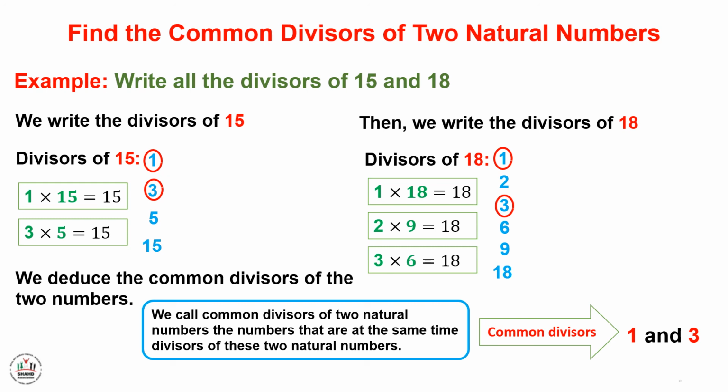Here we will find the greatest common divisor, meaning the largest common divisor. Which is the largest common divisor? Very good, 3. So the symbol of greatest common divisor is GCD, and the greatest common divisor of 15 and 18 is 3.